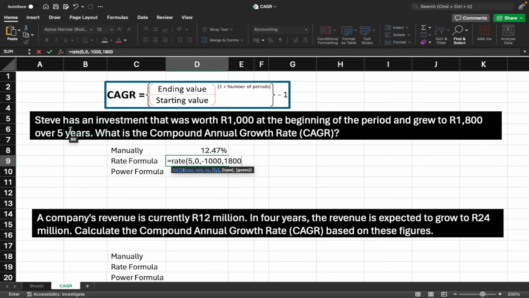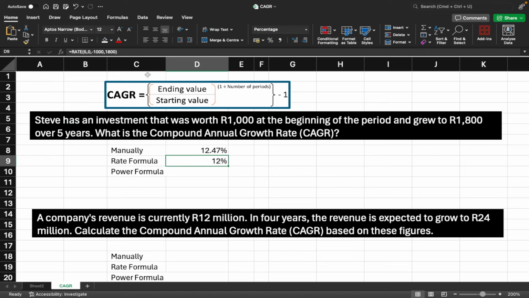Okay, that's it. I don't have to continue here. I can just press the closing bracket, and then I press enter. And you can see here it gives me 12%. Of course, I just have to increase the decimals here. So you'll see, if I increase the decimals, it's 12.47% using the rate formula.